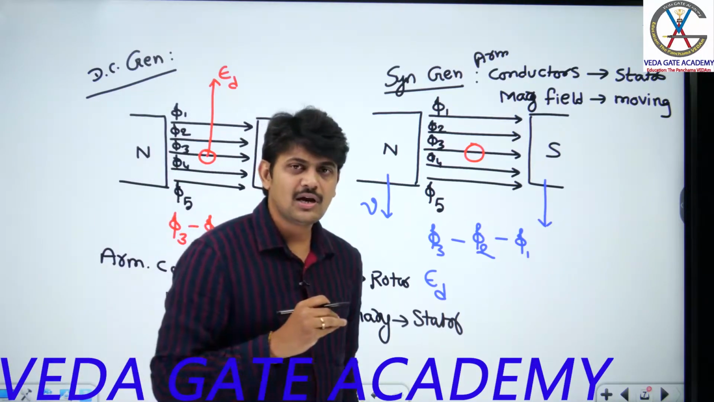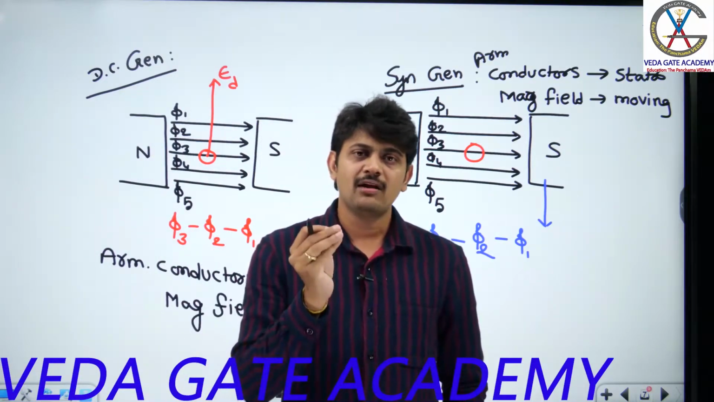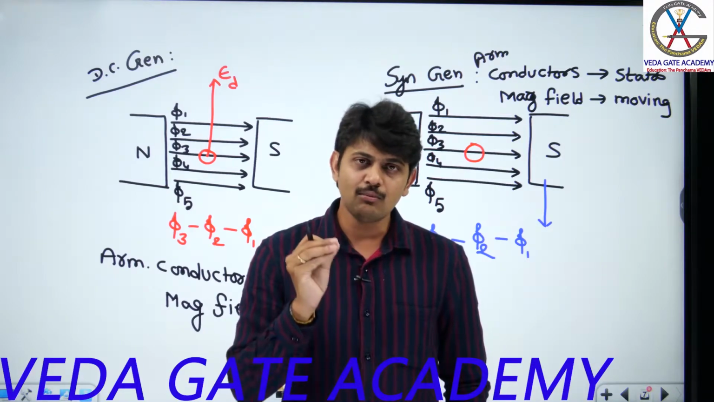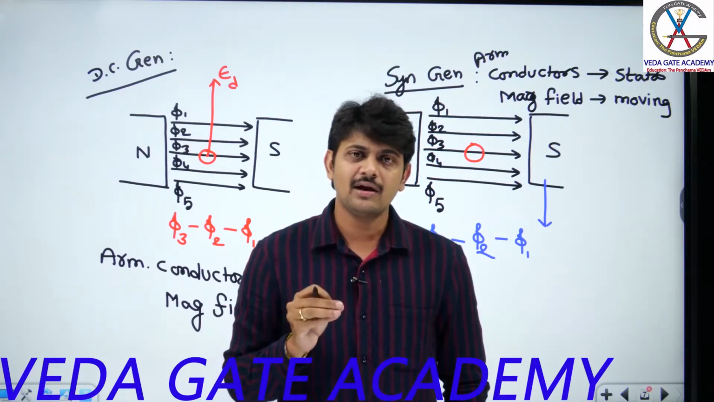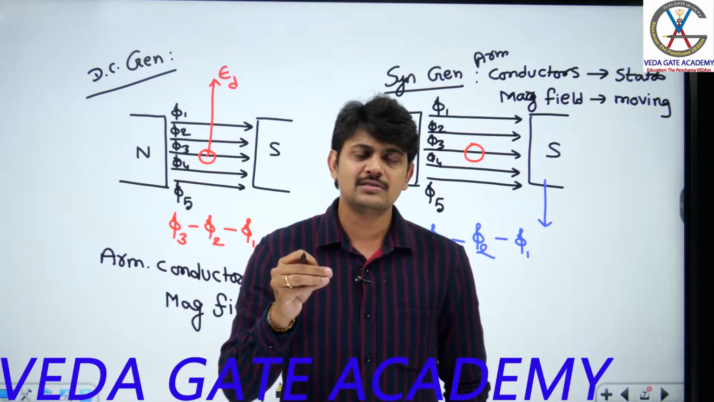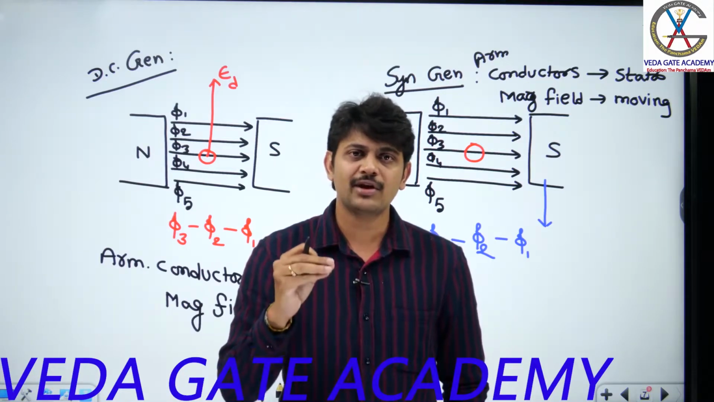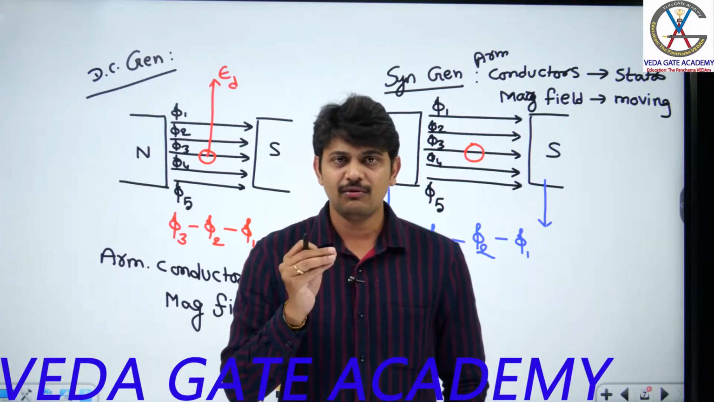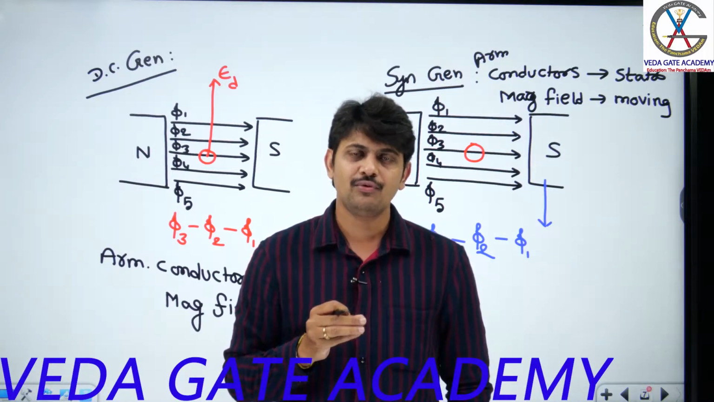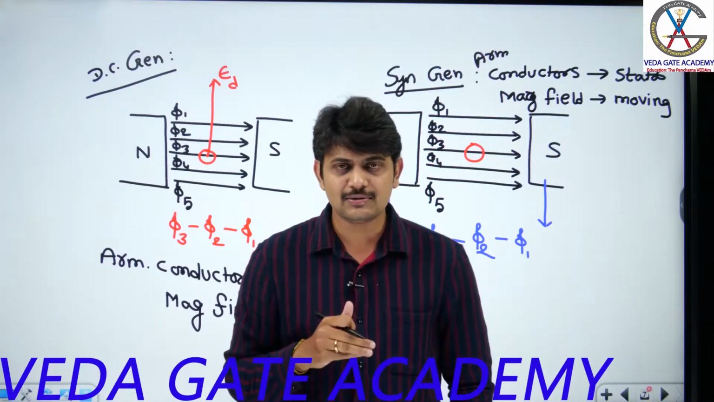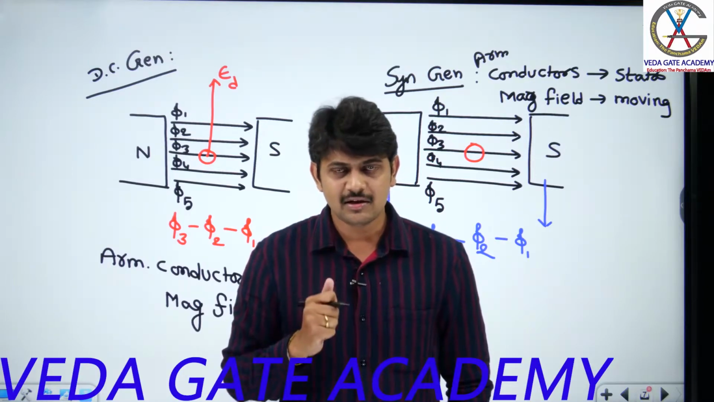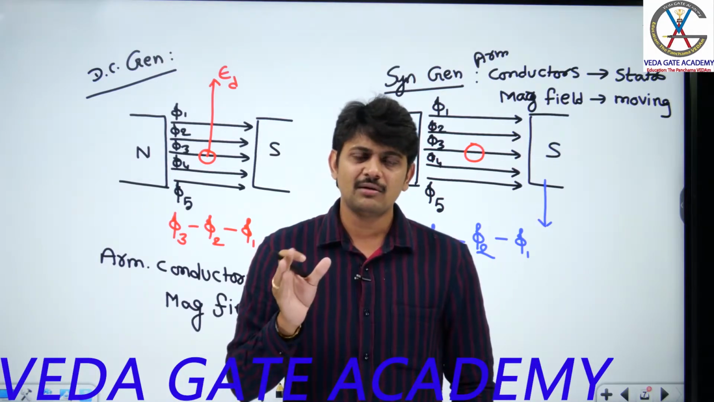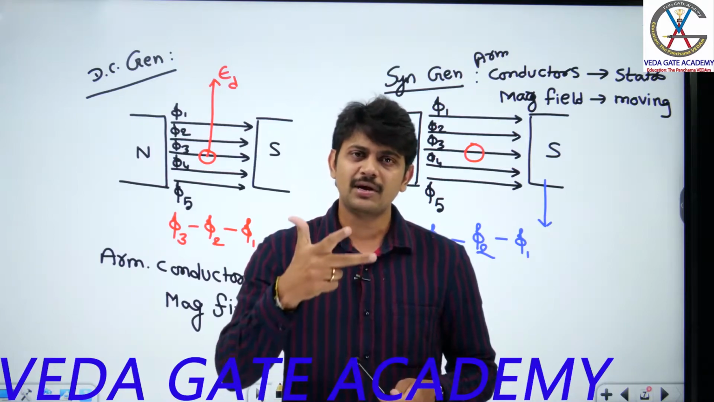So what is the conclusion? Dynamically induced EMF definition: whenever a conductor is moving inside a time invariant magnetic field, the conductor will experience a change in flux linkages and EMF gets induced across the conductor. Such EMF we can call dynamically induced EMF. The magnitude of dynamically induced EMF is BLV sin theta. To determine its direction, we use Fleming's right hand rule.